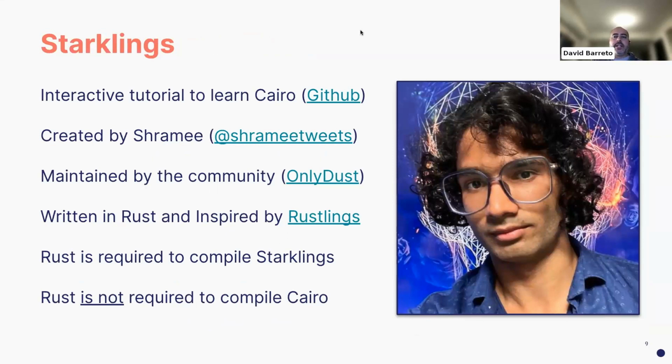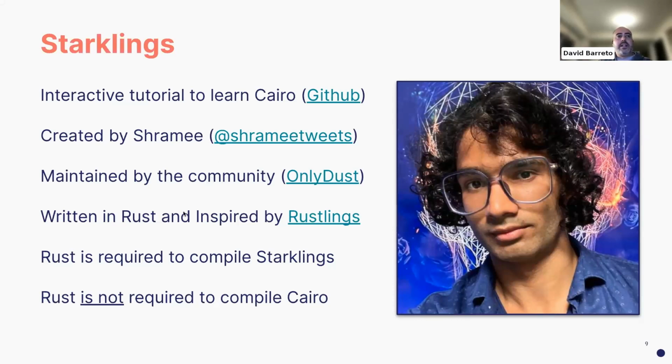Now, the focus of today is to learn Cairo by solving Starklings. Starklings is an interactive tutorial to learn Cairo. Here's the link to find the project on GitHub. It was created by Shrami, the guy you see here in the picture, and is currently maintained by the community. If you find some limitations or issues with the tutorial, you can just submit a PR and fix it yourself.